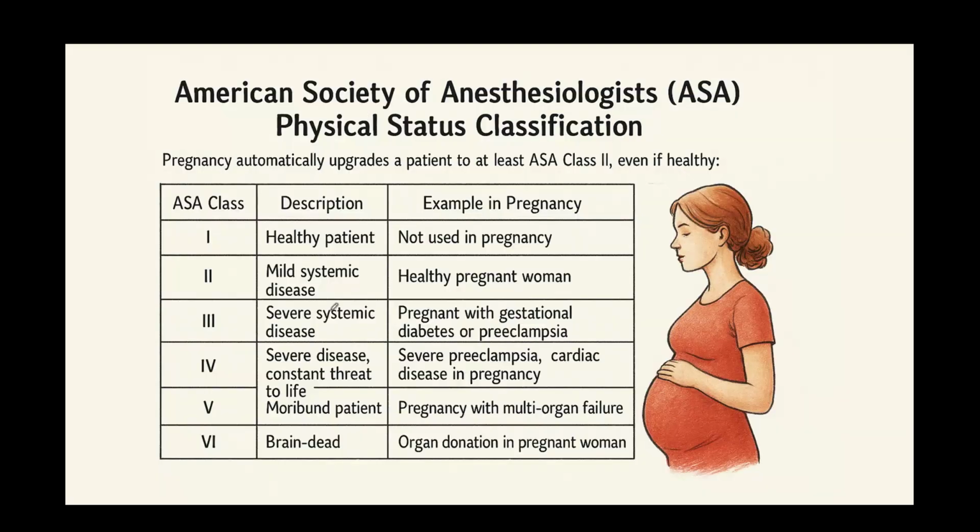The American Society of Anesthesiologists classified pregnancy as class 2. So always remember that it's equivalent to mild systemic disease, that's in a healthy pregnant woman. For example, if the parturient has gestational diabetes or preeclampsia, then she will become ASA 3. And if she has severe eclampsia or cardiac disease of pregnancy, she becomes ASA 4. 5 and 6 are the same. So always remember the ASA classification is ASA 2.